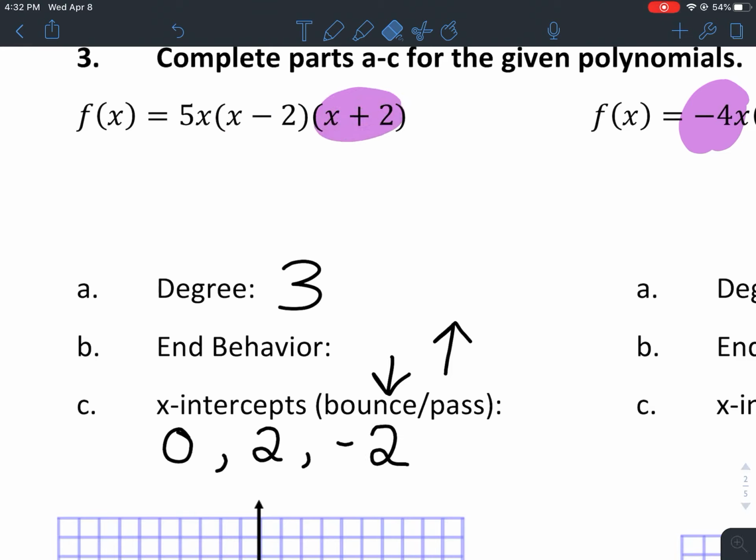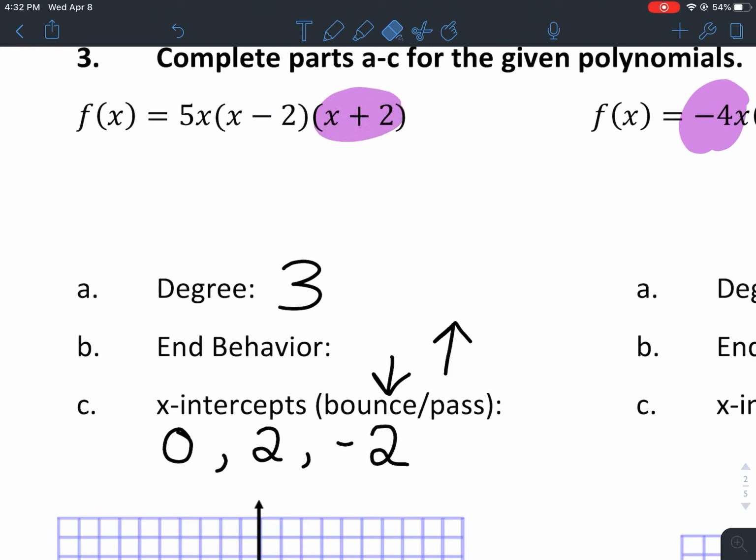So the last thing to do is to sketch the graph. So the first thing you do is you plot your zeros or x-intercepts. So we have ones at 0, -2, and +2. And then I like to draw in my end behavior next, because it kind of helps in case you make any mistakes with your bounce pass. You would notice it wouldn't connect. So we're going up to the right, down to the left.